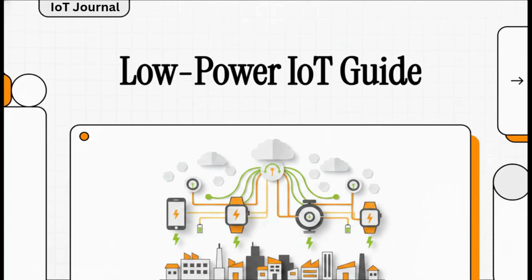Welcome to this explainer. Today, we're diving straight into what is absolutely, hands down, the biggest headache in modern hardware engineering. We're talking about power consumption in the Internet of Things, and this is your complete guide to low-power design.